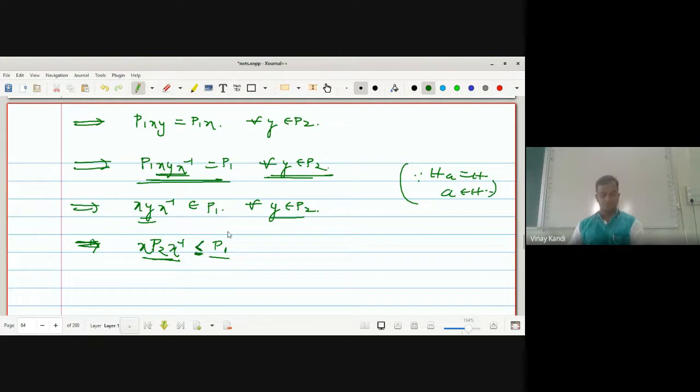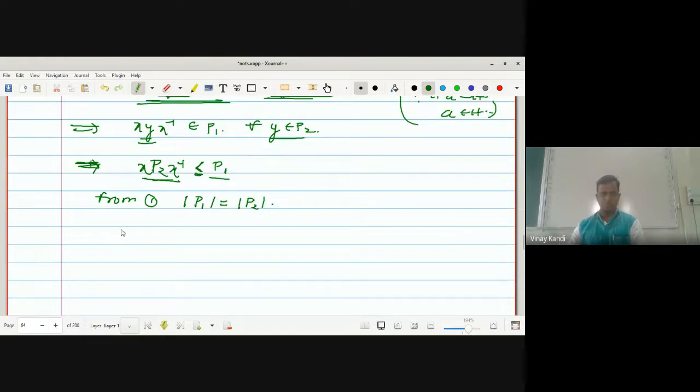What we have from 1? Order of P1 is equal to order of P2, and X P2 X inverse is equal to what? H order आणि H order same आहे. आणि हा याचा सबग्रुप आहे. That means X P2 X inverse is equal to P1, X belongs to G. So therefore P1 and P2 are conjugate subgroups of G.